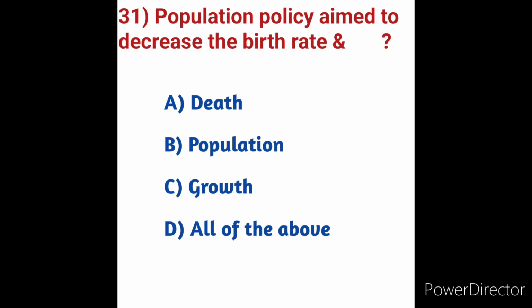Population policy aimed to decrease the birth rate and what? We will see the options first. Option A, death. Option B, population. Option C, growth. Option D, all of the above. The population policy aimed to decrease the birth rate and growth. The two main objectives of population policy are to increase or to decrease population size. Fertility, mortality and migration are the three main elements of population policies.